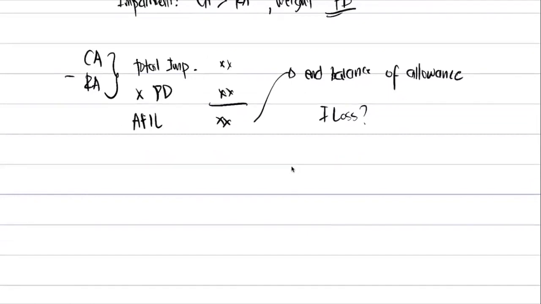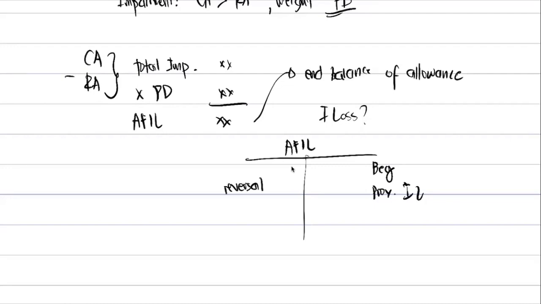Now, how do we compute for your impairment loss? We use the T account for your AFIL. So we have your beginning AFIL. We have your provision for your impairment loss. And then we have your reversal, in case there is a reversal of impairment loss. And of course, if there is additional impairment loss, that is again a provision of impairment loss. And then we get your ending.